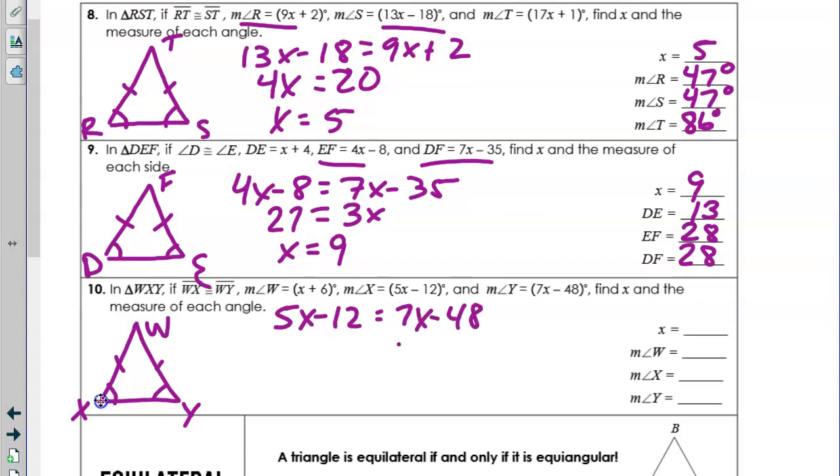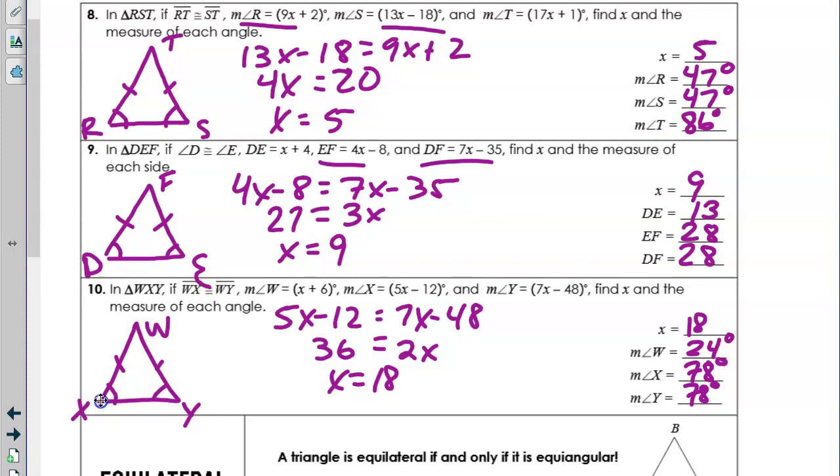Very good. You subtracted 5x, you get 2x, added the 48. What is negative 12 plus 48? 36. And what does x equal? When you plug that in, what did you get for the measure of angle W? 44. Good, and then the other two angles? 70. Then we could add it together and make sure it equals 180, which it does.